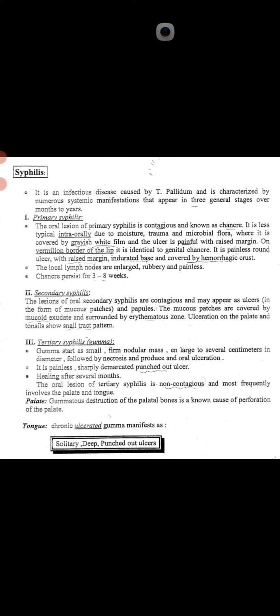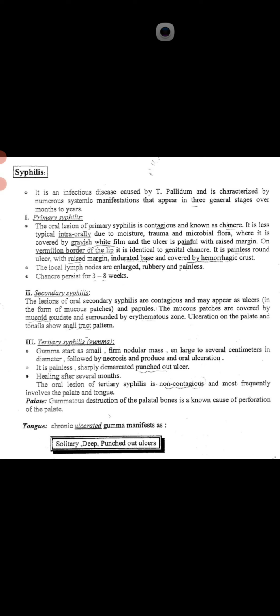The important things in syphilis: first, it is caused by T. pallidum. Second, there are three stages which occur over months to years. Third, in primary syphilis, a canker is formed on the vermilion border of the lip. The canker of primary syphilis persists for 3 to 8 weeks, and the local lymph nodes are enlarged, rubbery and painless.